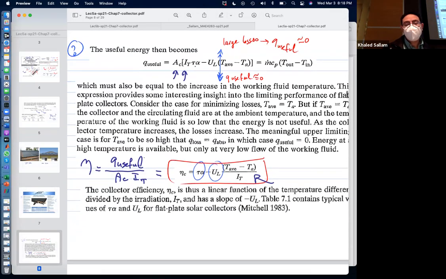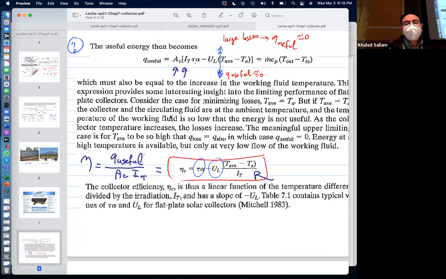So now the efficiency, if we want to calculate the efficiency, we divide this Q useful over what? I, A. So I will cancel with I and A will cancel over here, and this I cancel here, but the I will show up over here. So you will end up with UL and T minus T over I.